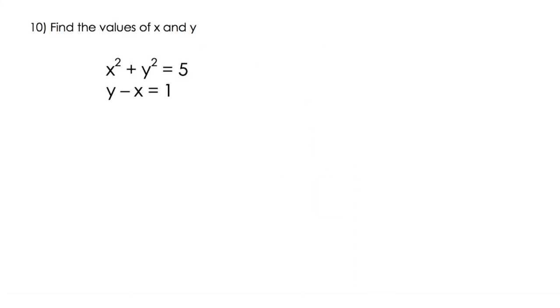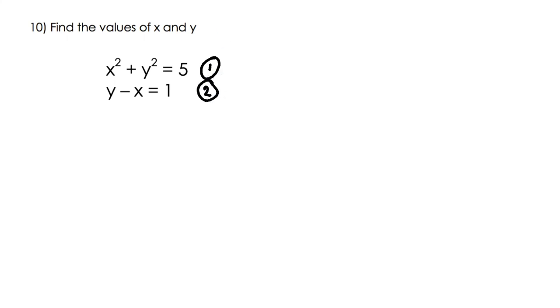Question 10. Find the values of x and y. x squared plus y squared equals 5. y minus x equals 1. So the first thing I'm going to do is label the top equation number 1, and the bottom equation number 2. So equation number 1 and equation number 2.